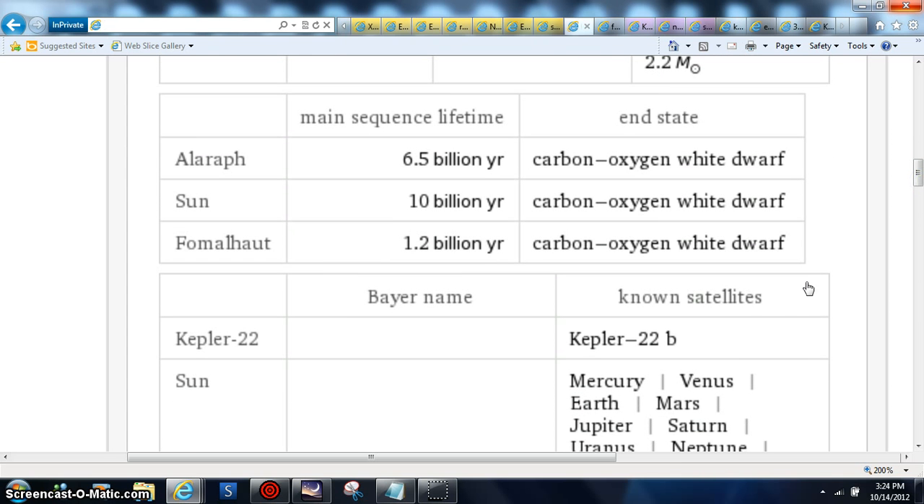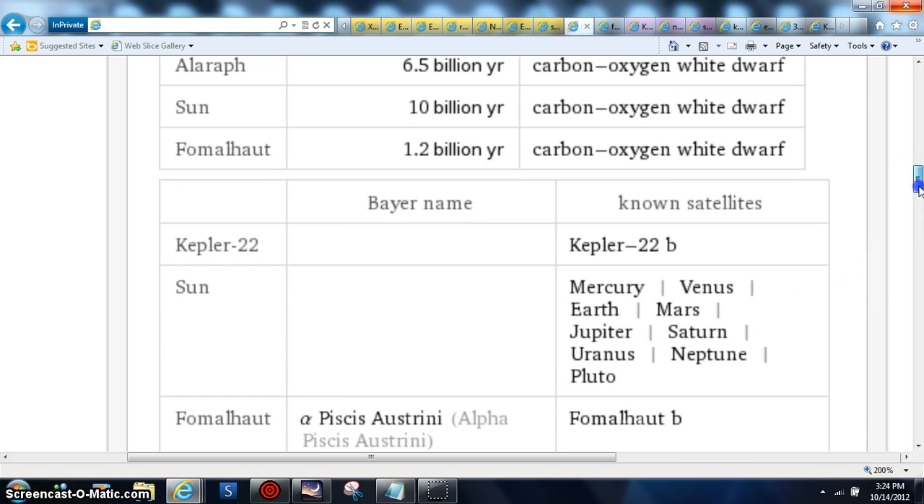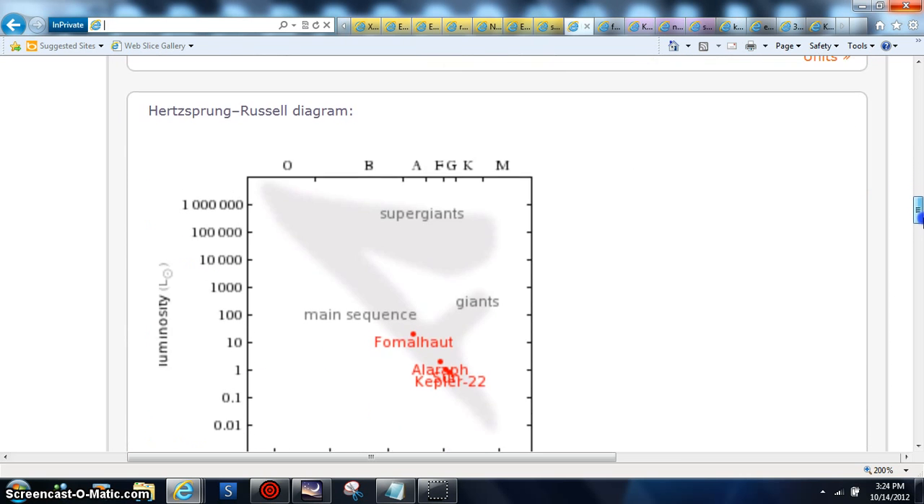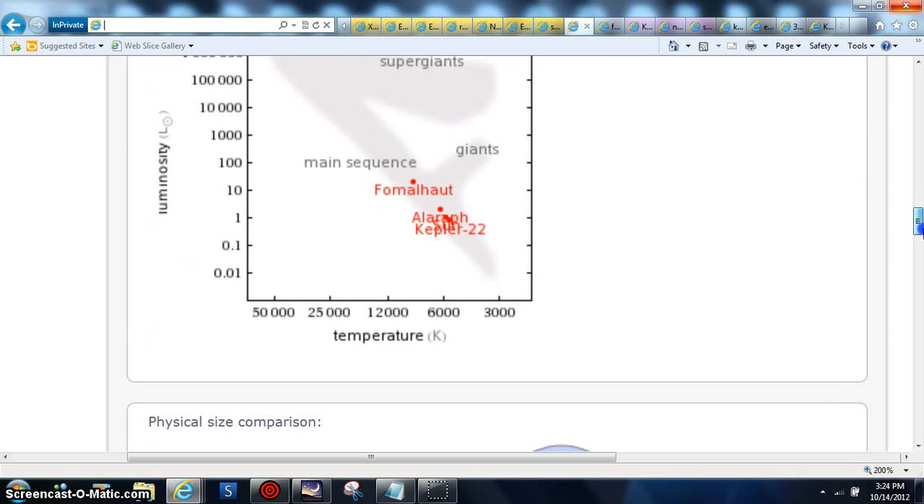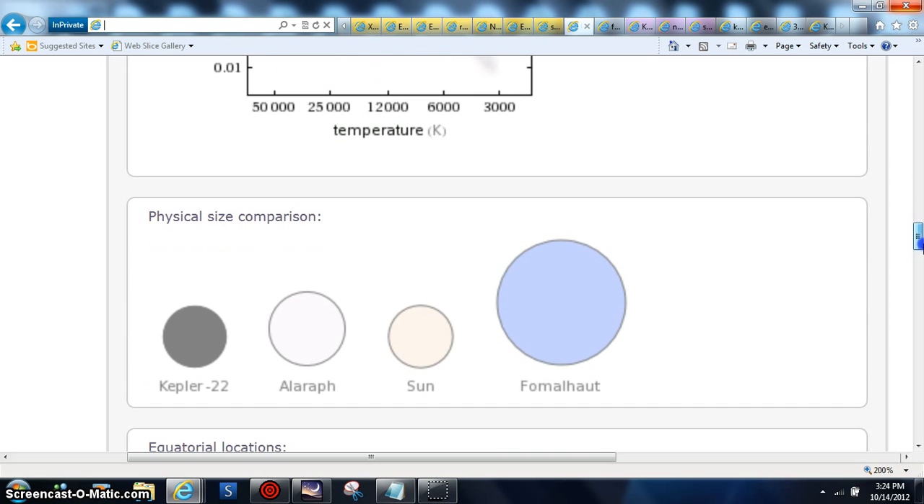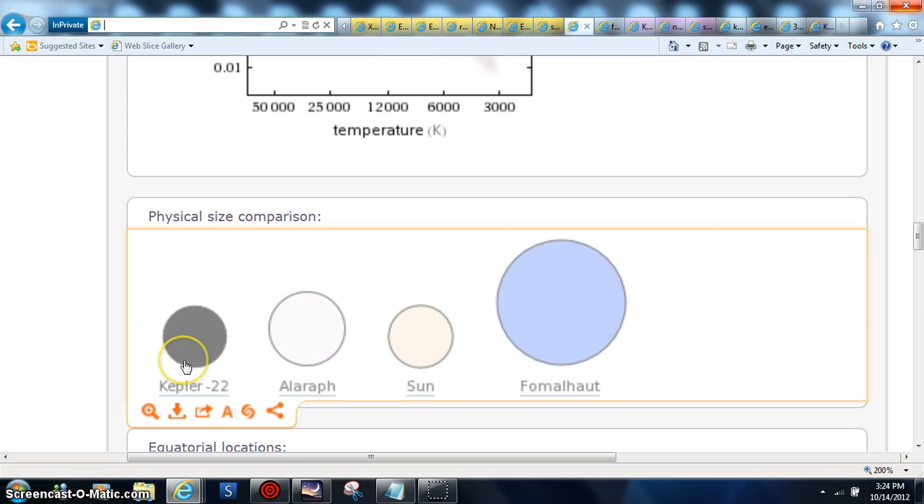Known satellites, 22 Kepler-22b, but there's a lot of other Keplers. You go look at that map I showed you of all the Keplers. And here's the Hertzberg of it, and it gets pretty busy, okay? So what I'll do is I'll zoom in on it, and there you go, Kepler, the Sun of it, 22, is a little bit smaller than Alarath and a little bit smaller than our sun. Okay.